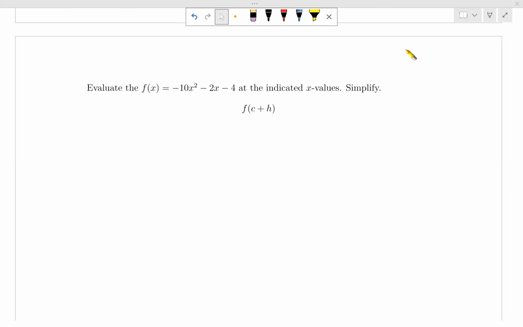Hey, so this problem wants us to evaluate the function f of x is equal to negative 10x squared minus 2x minus 4 at the indicated x values.